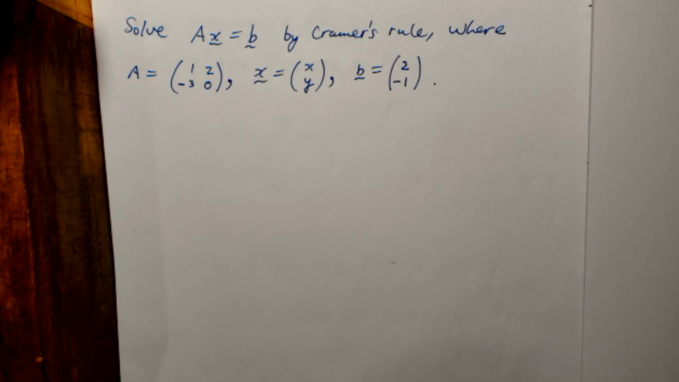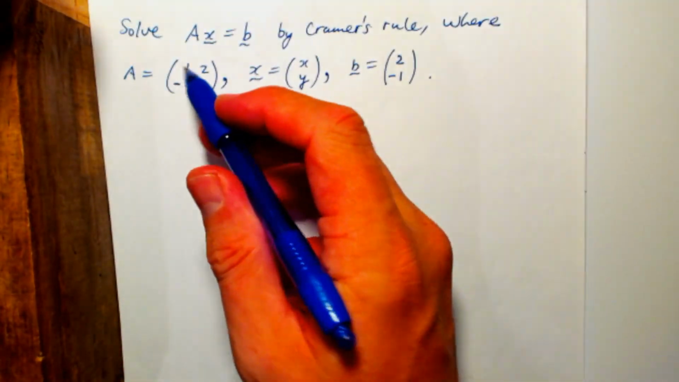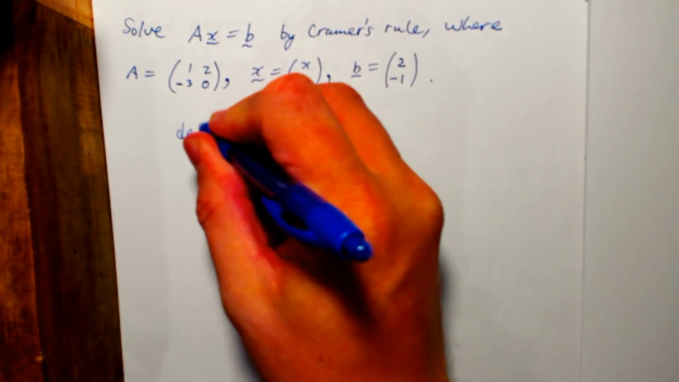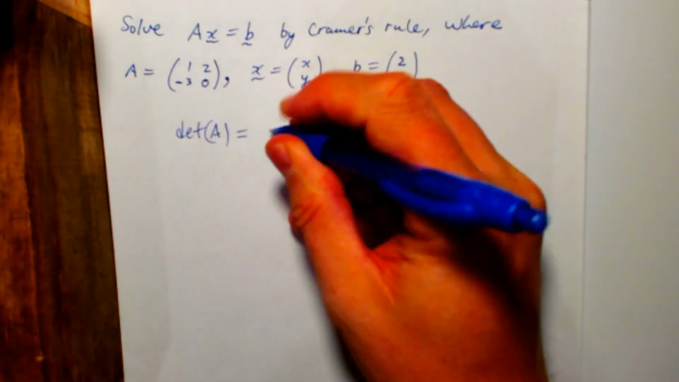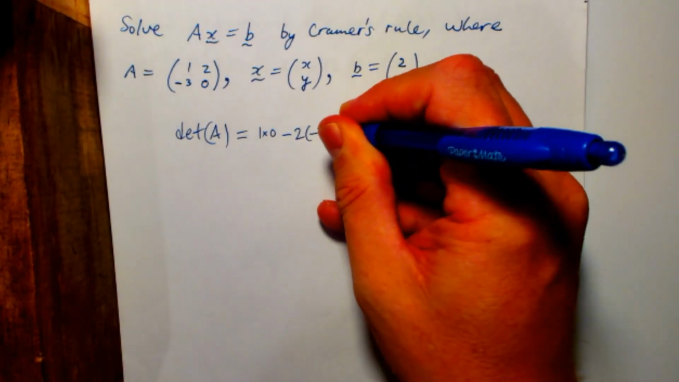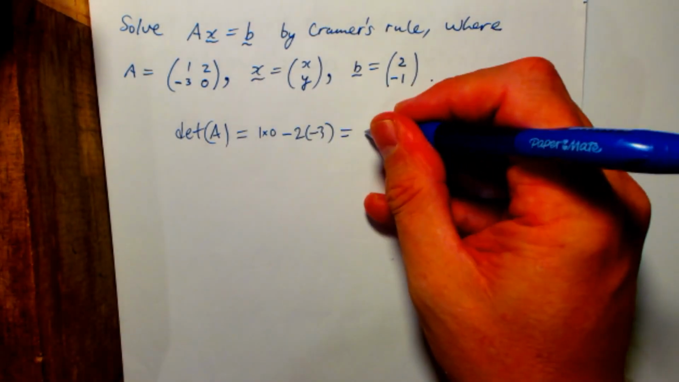So we've got a matrix equation, Ax equals b. Solve this by Cramer's rule, where A is this, x is (x, y), and b is (2, -1). Alright, so remember your first step is to check the determinants. Namely, you want to check whether this has a solution first. So what is det of A? Well, it's 1 times 0 minus 2 times -3, so we get 6.